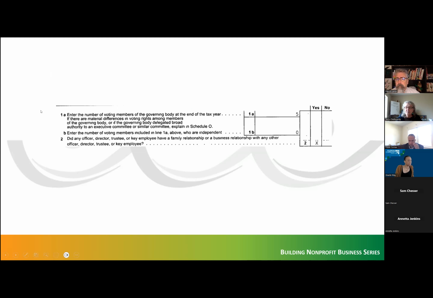So we have the number of voting members of the governing body at the end of the tax year. So that's what I was telling you before. And again, it's reflected up above. So these two numbers should match.